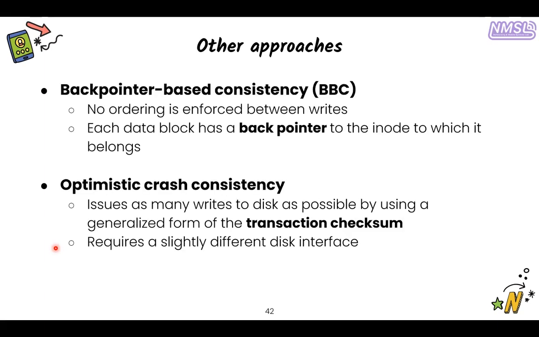Third one is called backpointer-based consistency. There's no ordering enforced. Instead, each data block has a back pointer to the inode. So the inode points to the data, and the data points back to the inode. You want them to be pointing at each other. If that's not consistent, then you know something's wrong. Fourth is optimistic crash consistency. Hey, why don't we just use checksums? That's the fourth idea. Yes, that's that.